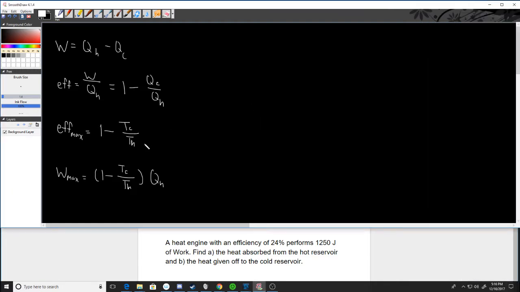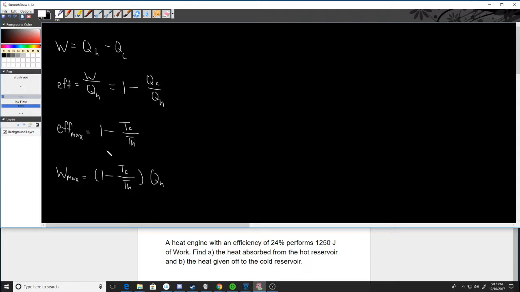And then if I do some more rearranging of things, I could calculate that the maximum work done by a heat engine is 1 minus the temperature of the cold reservoir over the temperature of the hot reservoir, times the heat transferred to the hot reservoir. Pretty much just these four equations can be used in different ways to either measure work or the efficiency, or we can do some algebra to figure out the things not given to us.